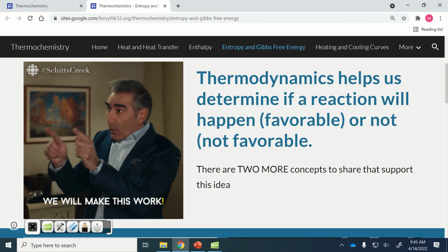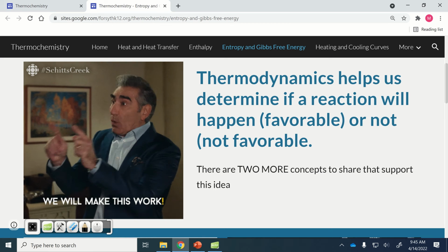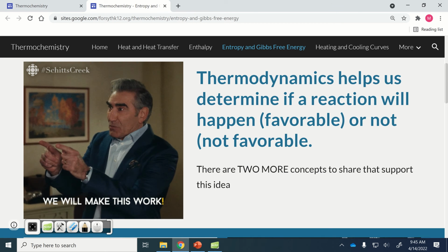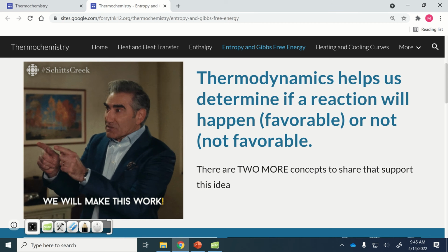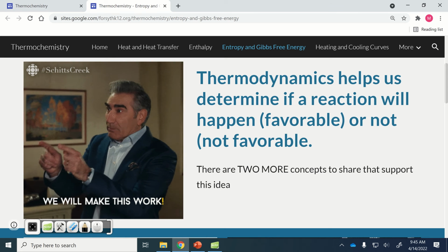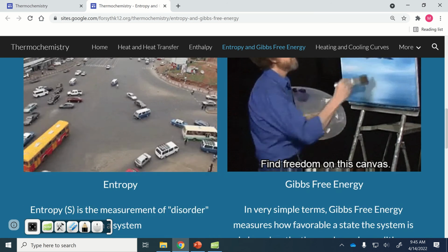We already pointed out how enthalpy will affect whether it's favorable or not favorable. A negative enthalpy supports a reaction to occur. A positive enthalpy actually does not support a reaction because we have to add energy to it for it to occur. Okay? There are two other aspects to this though, and they are called entropy and Gibbs free energy.